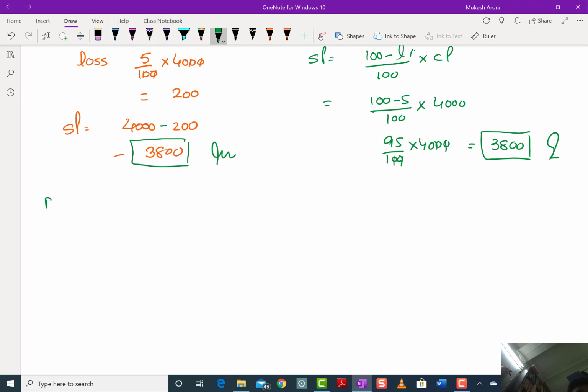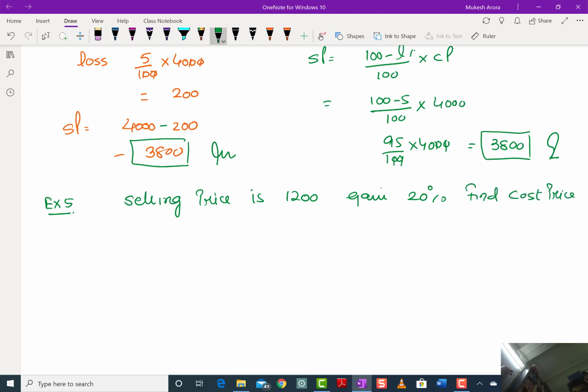Example number 5 is: selling price is 1200 and gain is 20%. Find cost price. Again we have two methods. The first method is that we can use the direct method that we have used earlier.